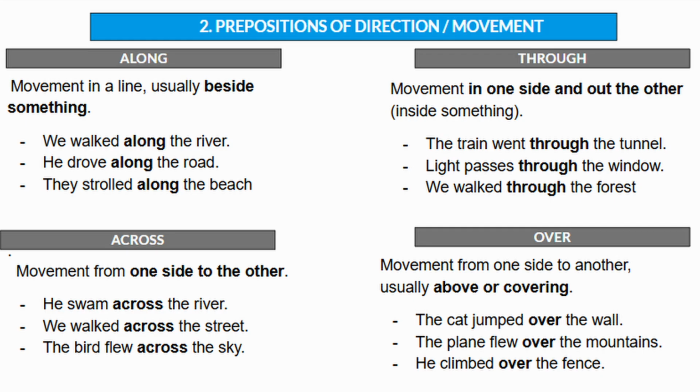We also have the preposition of direction of movement, through. This is a movement in one side and out the other, inside something. The train went through the tunnel. Or light passes through the window. Don't say light passes in the window, no. Passes through. We walked through the forest.